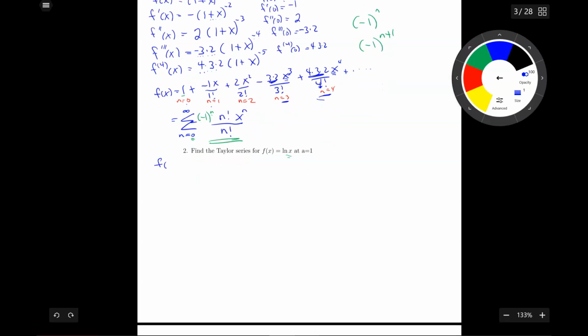So again, f of x is ln of x. Always write that first. Then take the derivative, and again, I'm going to rewrite this so that it's ready to do a power rule the next time.